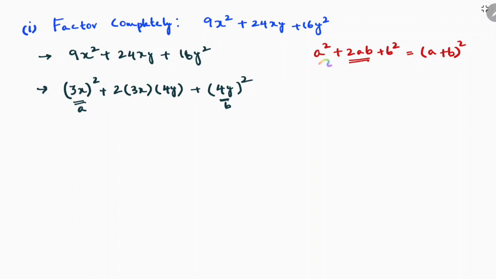So clearly it is in the form of a square plus 2ab plus b square, so I can write it as (a plus b) whole square. So (3x plus 4y) whole square, or you can write it as (3x plus 4y) into (3x plus 4y).